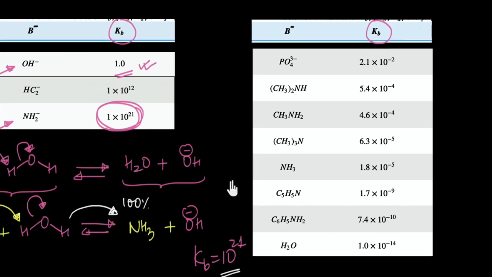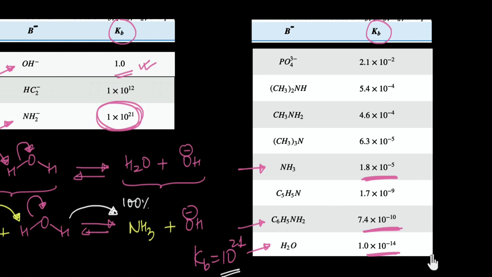Let's now take a look at some of the bases on this side of the table. So we have ammonia out here, and ammonia has a KB of 1.8 into 10 to the power minus 5. Water has a KB of 1 into 10 to the power minus 14. Similarly, C6H5NH2 is basically aniline. Aniline has a KB of 7.4 into 10 to the power minus 10.